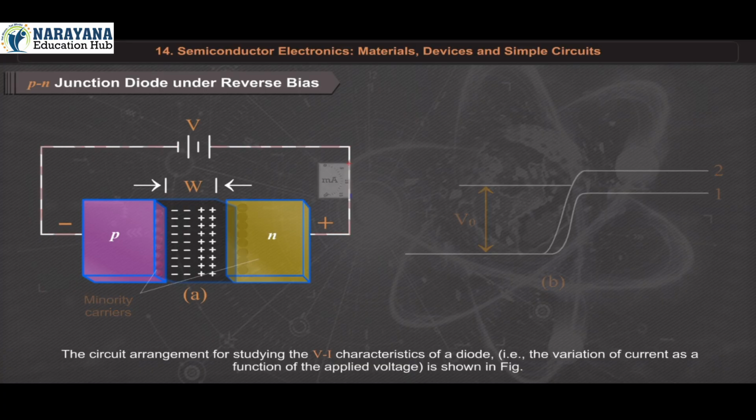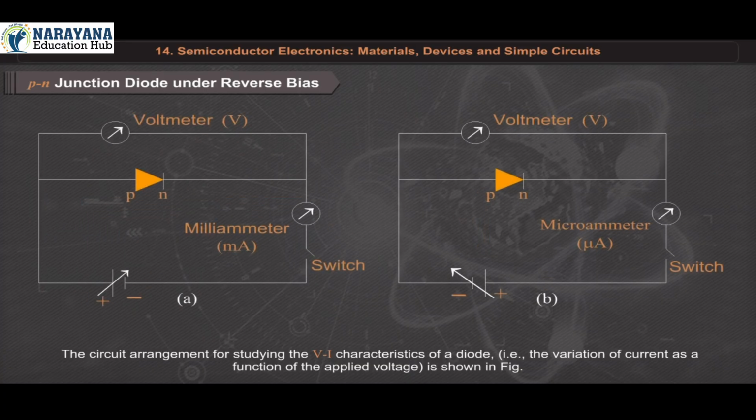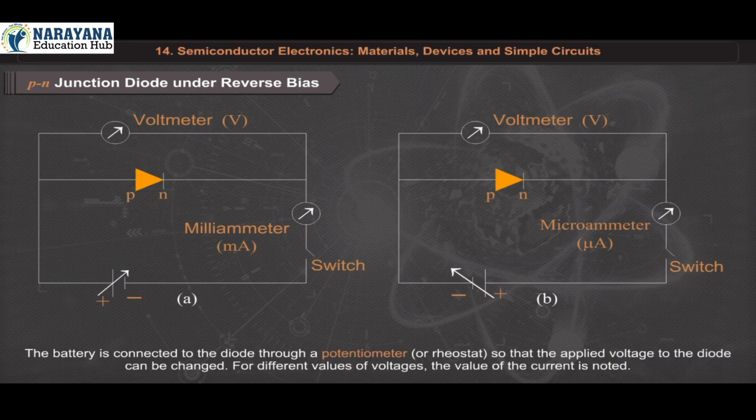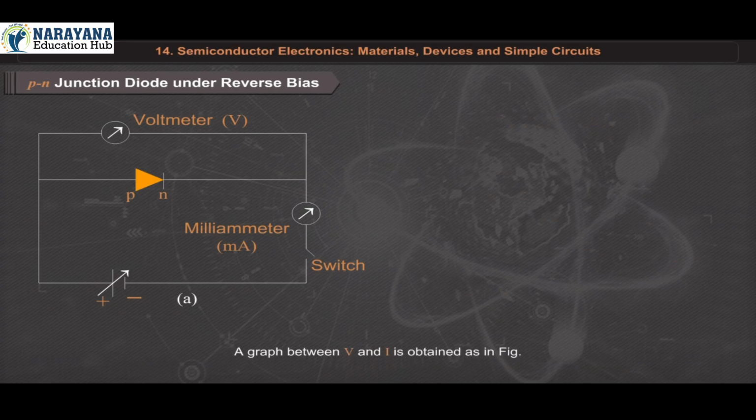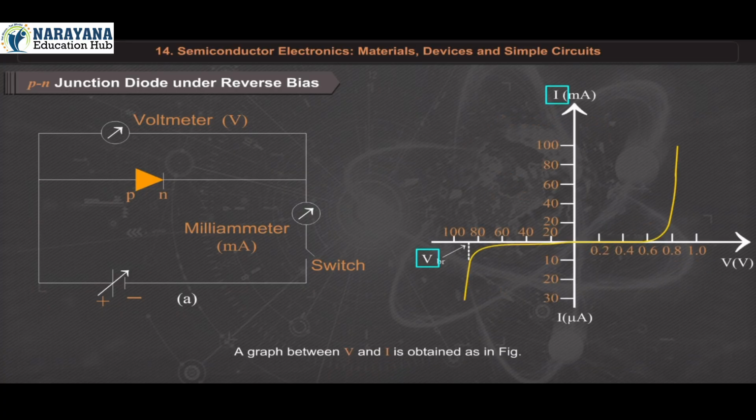The circuit arrangement for studying the VI characteristic of a diode, that is, the variation of current as a function of the applied voltage, is shown in the figure. The battery is connected to the diode through a potentiometer or rheostat so that the applied voltage to the diode can be changed. For different values of voltage, the value of the current is noted. A graph between V and I is obtained as in the figure.